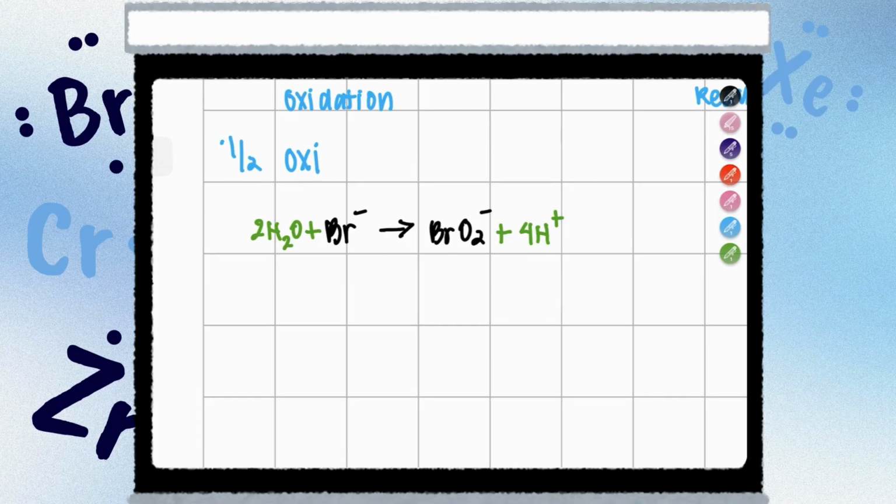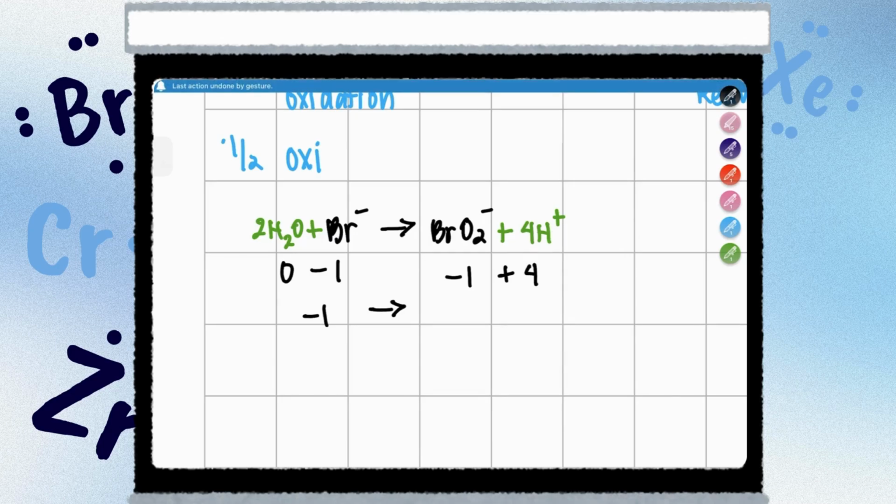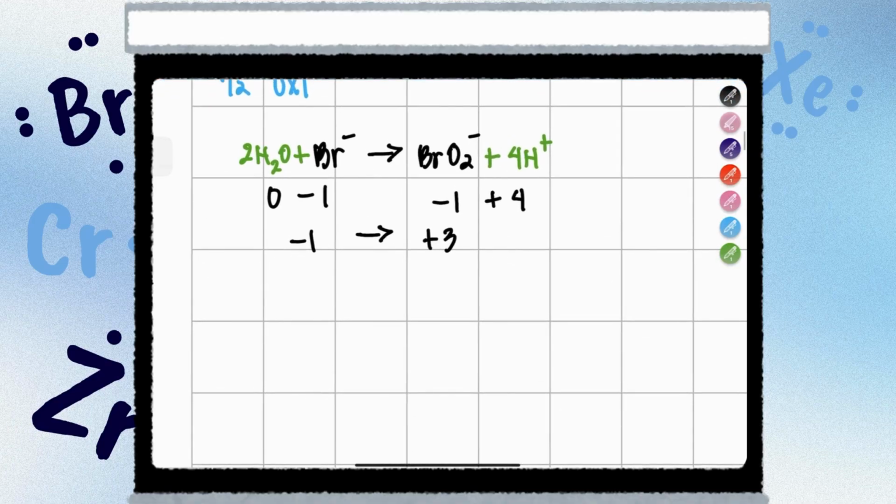So on the left side of the reaction, we have 0 since H2O's charge is 0. Then bromine has -1. So we have -1. And on the right side, we have -1 and +4 since we have a charge of positive here times 4, which gives us +4. So we have +3. And we can see it has unequal charges. And we have to add electrons to this side in order to get -1.